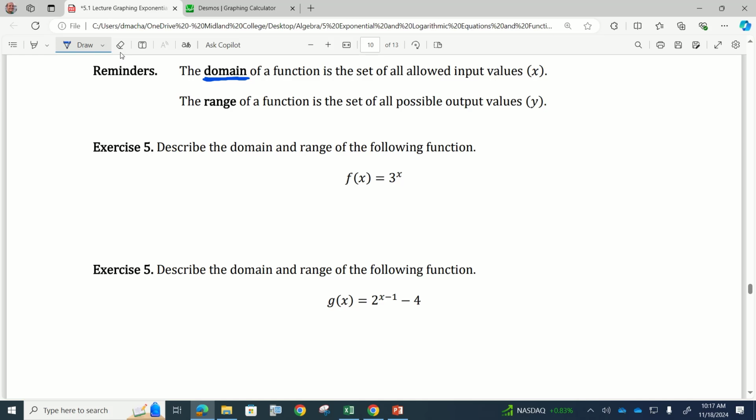The range is the set of all possible output values. So that means if you take a function and you plug in every single number in its domain, what are the possible outputs that you're going to get out of the function?